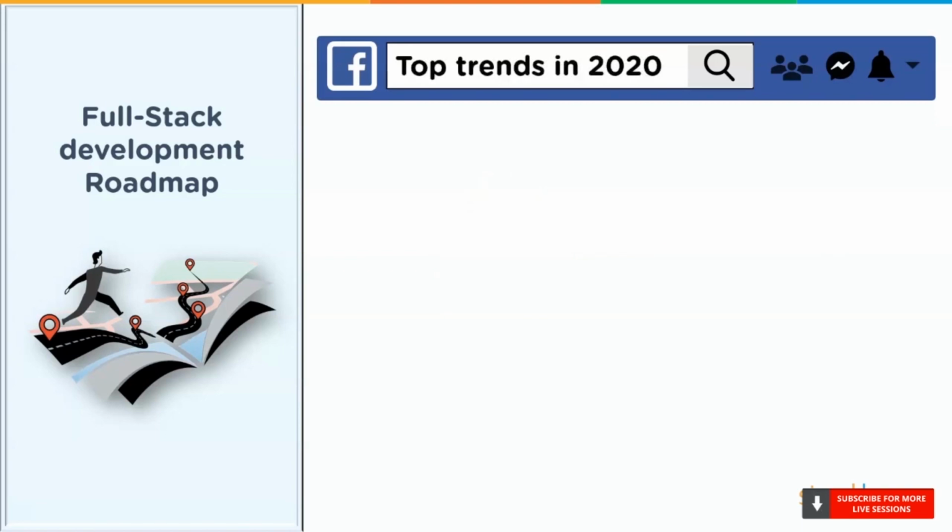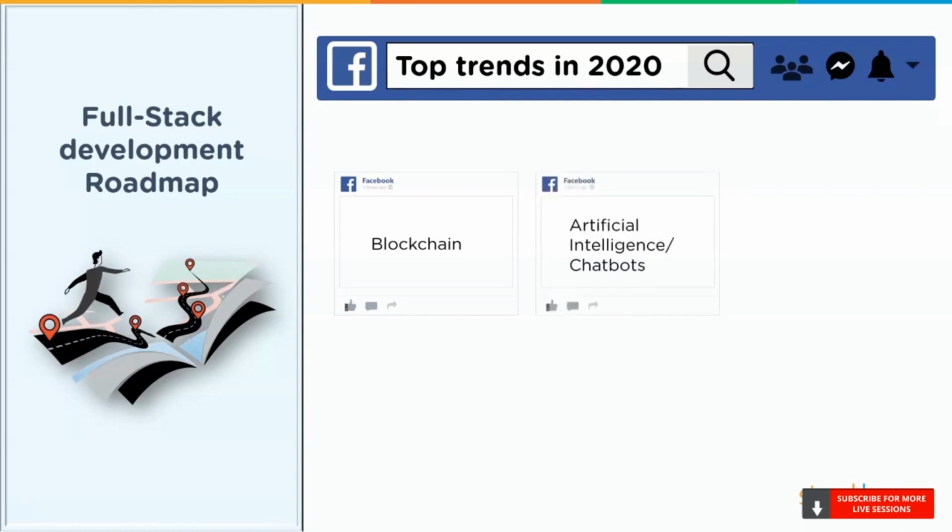Moving on, let me give you a brief overview of the trends in 2020. First up is blockchain. Now, blockchain is an emerging technology and has seen tremendous growth in the last few years. It has also entered into domains like healthcare and finance. Next up is AI and chatbots. AI is booming, and there is no doubt in that. So languages like Python and JavaScript frameworks like TensorFlow are widely used.